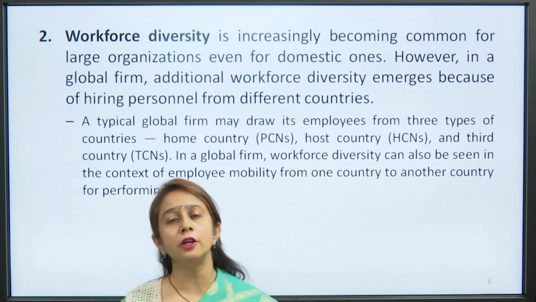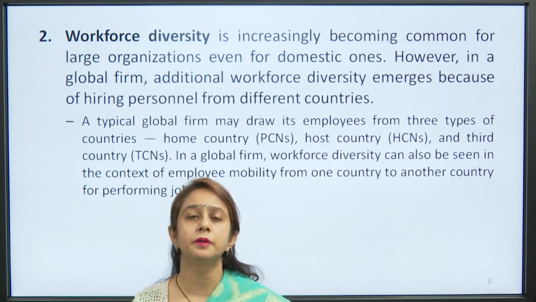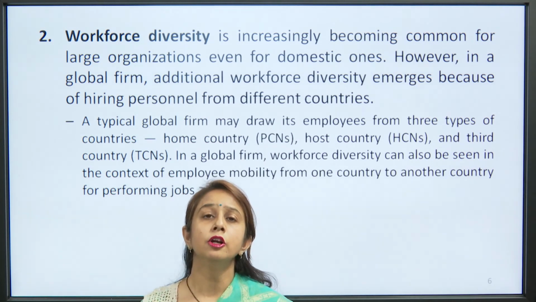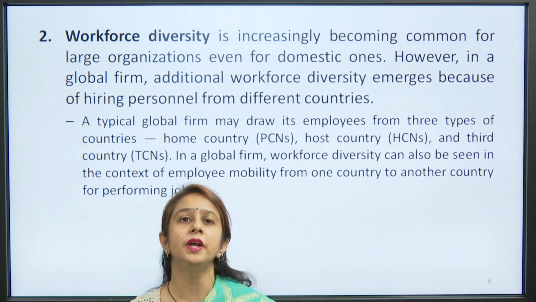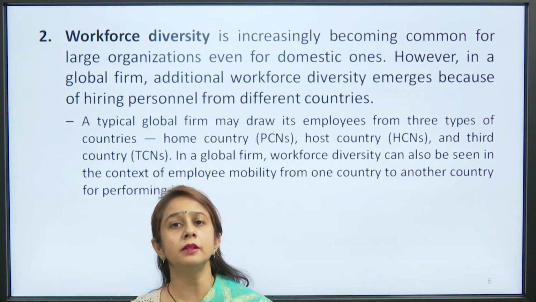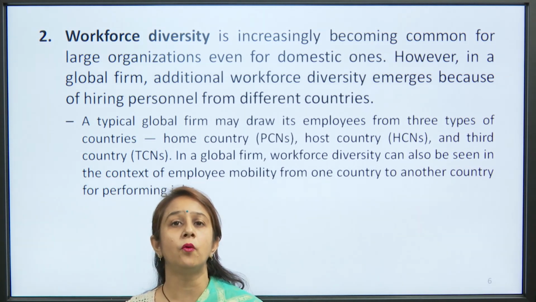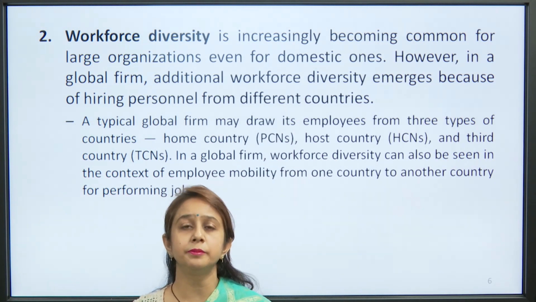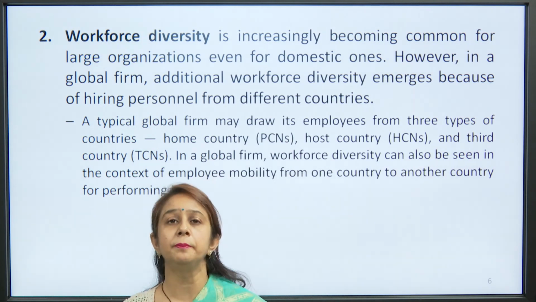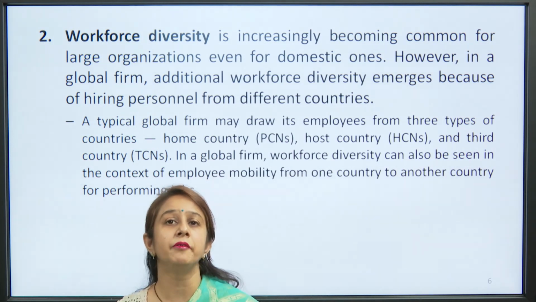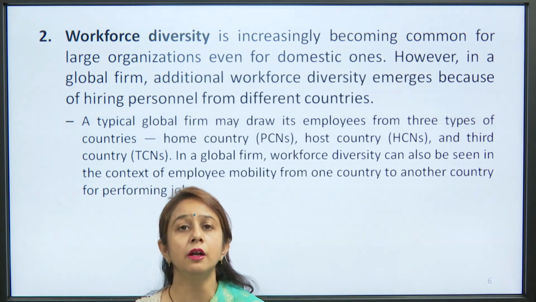Now, if we are not sending the same employees from the home country to the host country to set up the business, we have another option. The other option is that we hire people from the same country where we are going to set up that subsidiary for selling the products and services. For that purpose, we will have more and more diverse people in our organization.